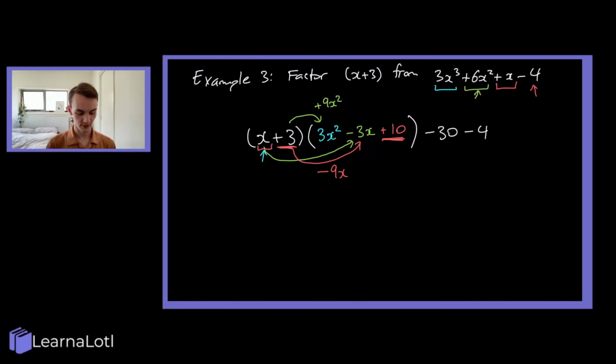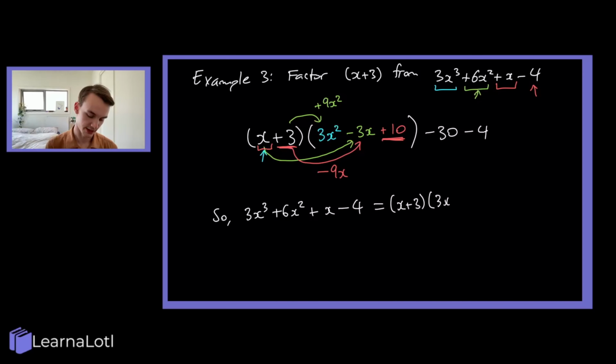So what we find after playing this term matching game is that 3x cubed plus 6x squared plus x minus 4 can also be written as x plus 3 times 3x squared minus 3x plus 10, minus 34. And again, if I was getting ready for an upcoming test or exam, I would want to practice, as well as the technique, checking my answer. So let's check this just by expanding it.